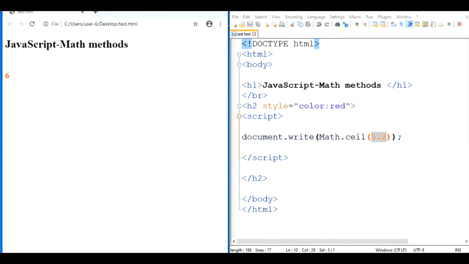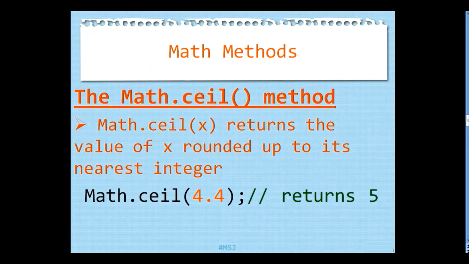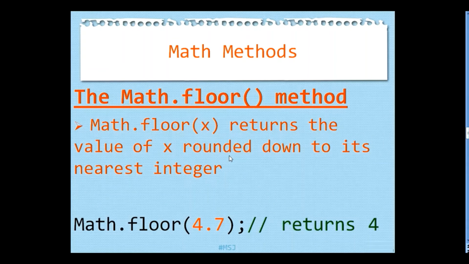The next method is floor. This floor method returns the value x rounded down to its nearest integer. So the previous method is like ceiling, this is like flooring. Floor of 4.7 returns 4. Even though this value is greater than 4.5, floor still rounds down to its nearest integer, so it becomes 4.